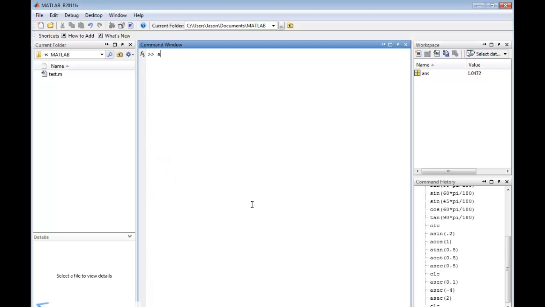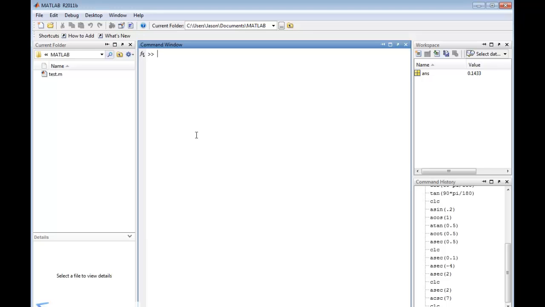We'll do one more arc secant. Let's do arc secant of 2. Here we have 1.0472 radians, and arc cosecant of, say, 7 is going to give us a number back as well. So at the core of this lesson, you know how to do sine, cosine, tangent, cotangent, secant, cosecant, in radian mode and degree mode. You also know how to do the inverse, or arc, sine, arc cosine, all the inverse trigonometric functions.